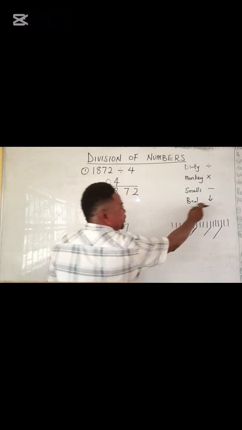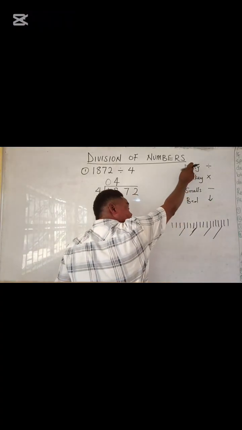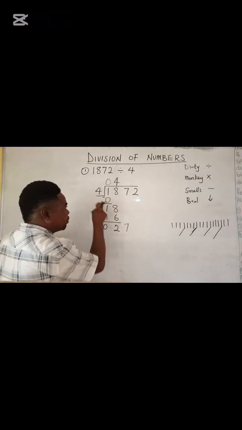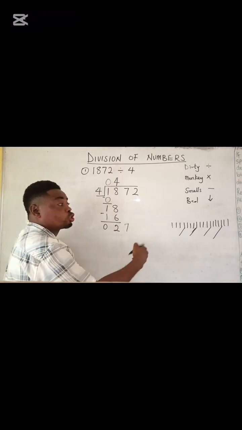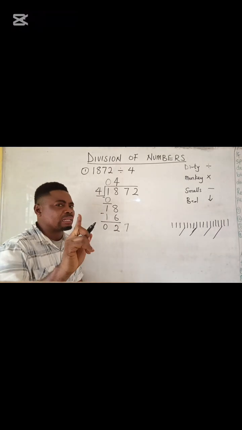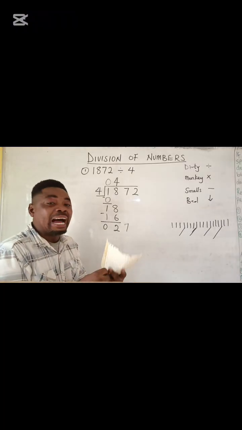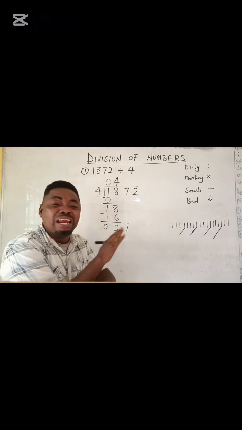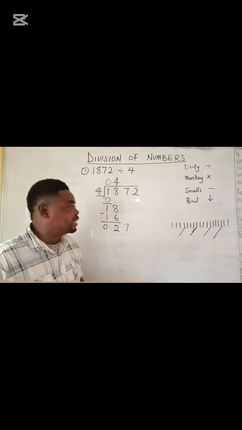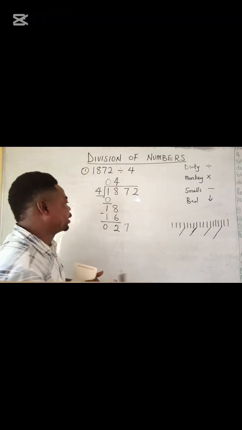Why? Because after bringing down, that is the next thing we do: divide. You divide this one by 4. So dividing this one by 4 will give us what? If you count your 27 very well, when you are counting, don't get distracted. Don't answer anybody that is calling your name. Don't be distracted in any way. Count your 27 correctly and divide it by 4. You are going to get 6.